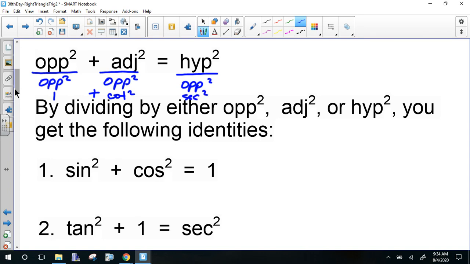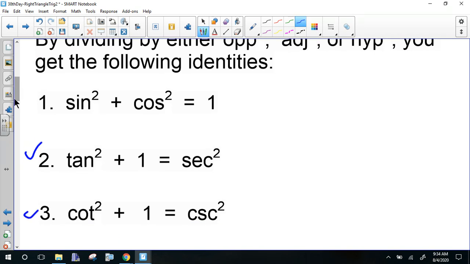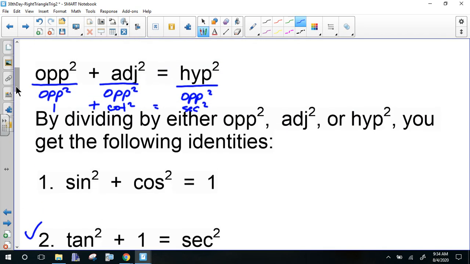Secant squared. That's this one down here. Whoops. Yeah. That one down there. Nope. The one below it. This one. Should be cosecant here. Sorry about that. Should be cosecant right there.